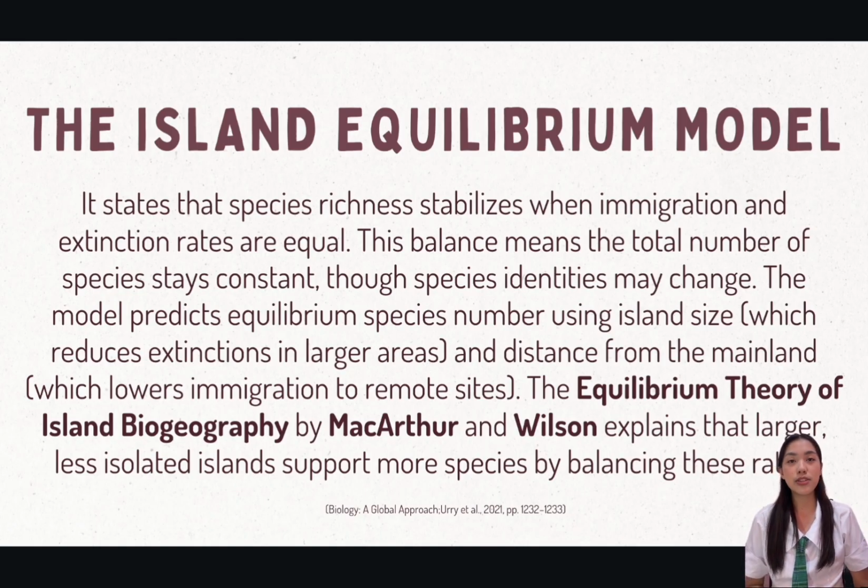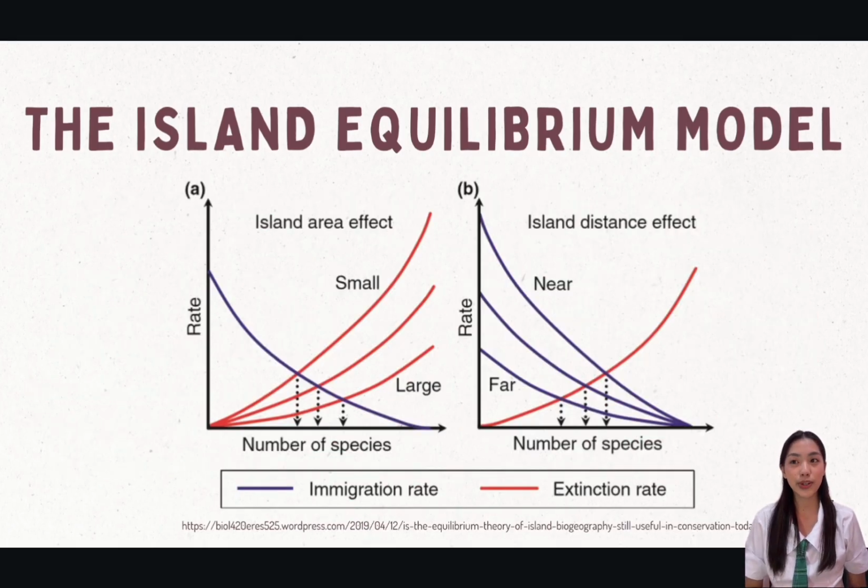And basically, yung illustration ng island equilibrium model explores how geographic factors influence the number of species found on an island. So yun nga, yung area effect, pinapakita dito na yung larger islands generally has more species because meron sila na mababang extinction rates than smaller land masses. While the distance effect, pinapakita dito that islands located closer to the mainland nagpapasa sila ng higher biodiversity due to more frequent immigration and colonization.